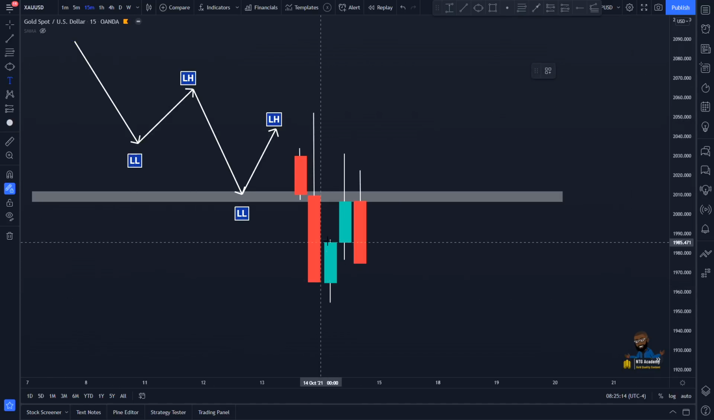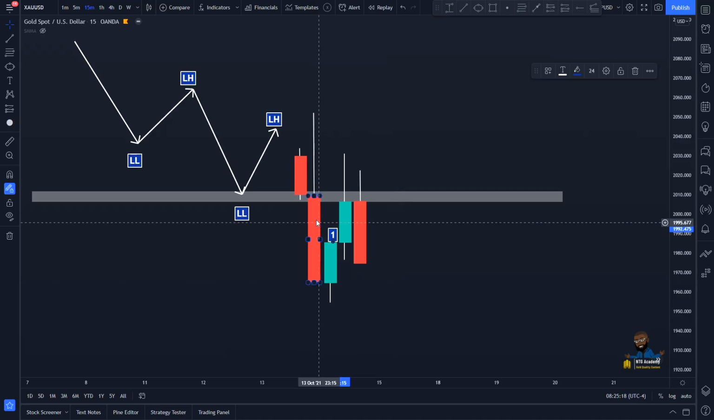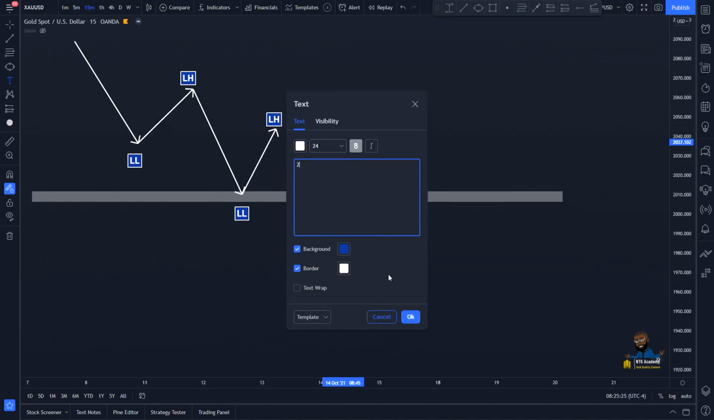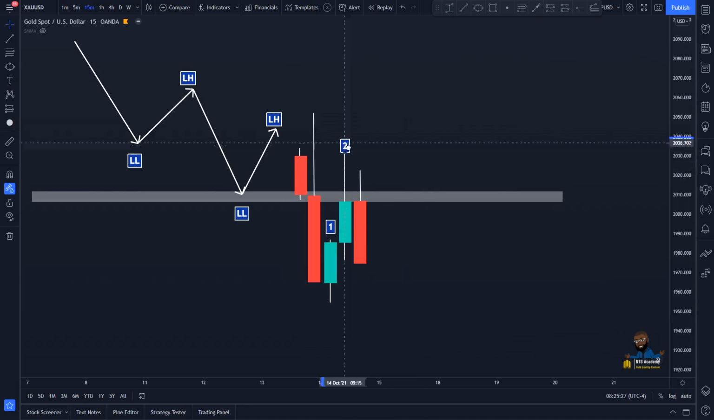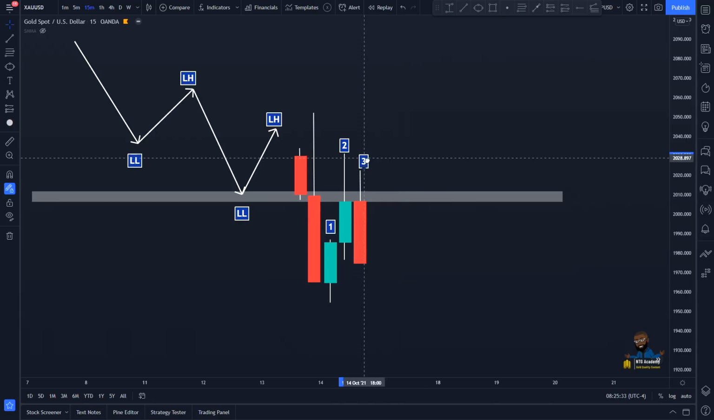So I get one bullish candle, right? This is for a sell. Then I'll get a second bullish candle. And then my last candle, which is bearish, has to engulf the number 2 candle. And that's my confirmation here to get into that sell, right?